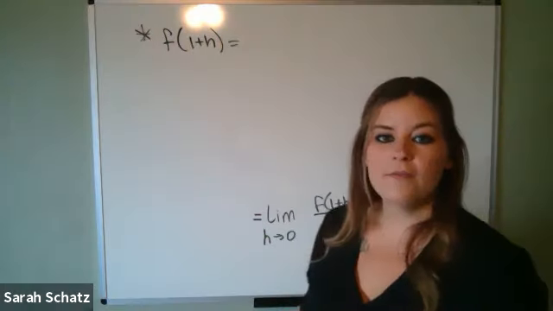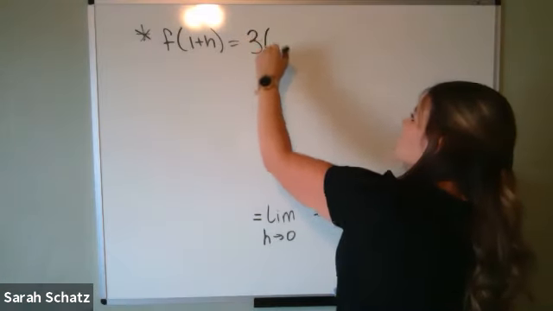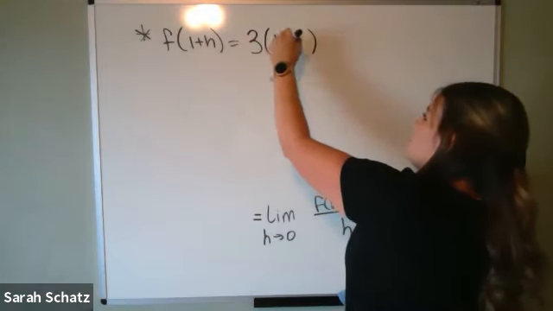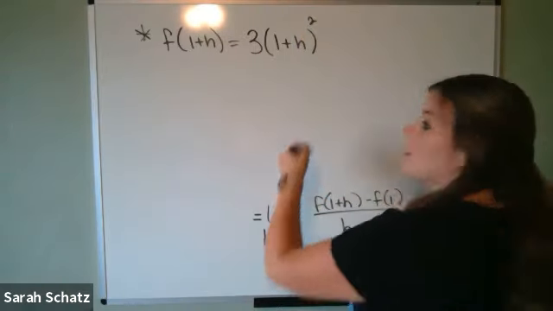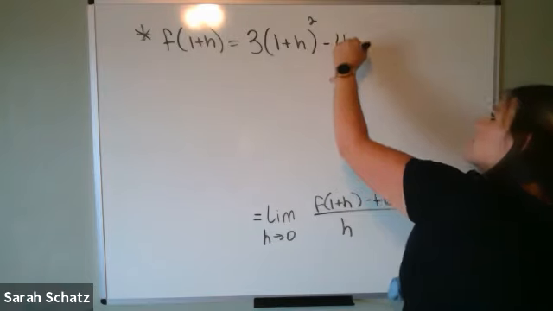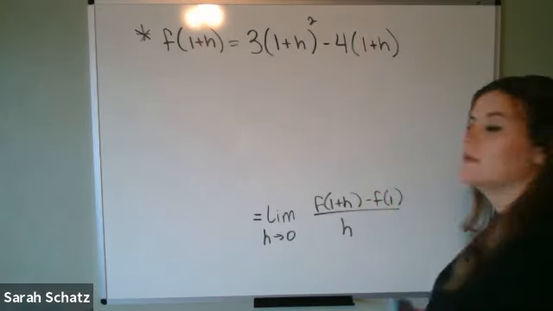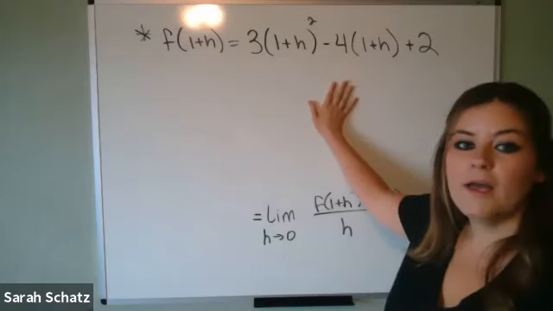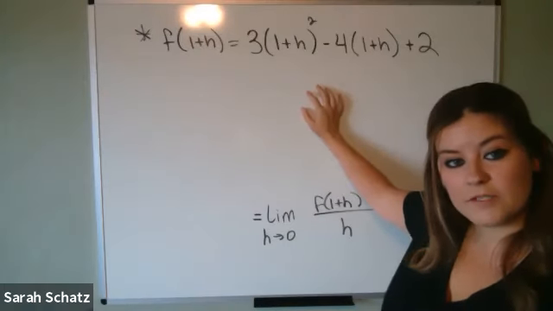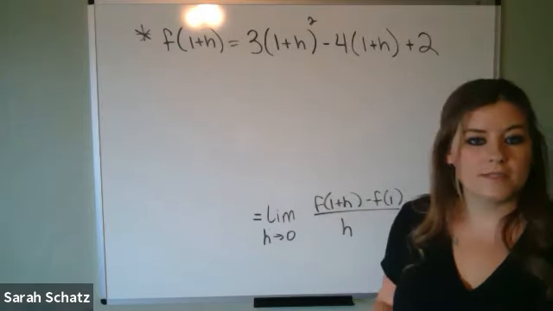Okay, so f of 1 plus h. Remember your function, it was 3x squared, so it's going to be 3 times (1 plus h) squared, minus 4x, so minus 4 times (1 plus h), and then we had plus 2. All right, so like I said in the beginning, the algebra is what's going to get you. It's not remembering this formula or knowing the steps.